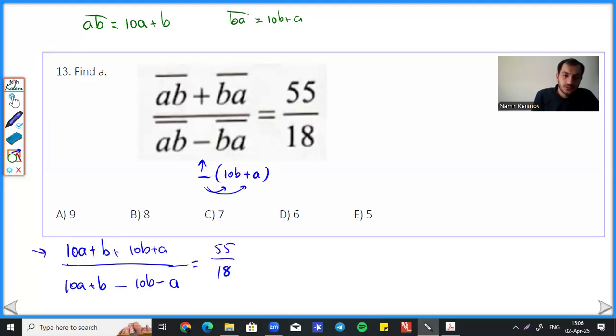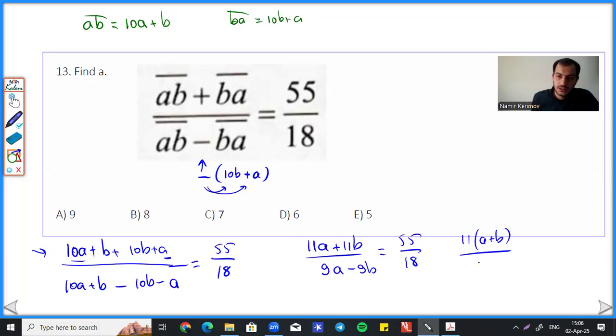And on the numerator, we know 10 and 1. It's 11A and 11B over 9A minus 9B equals 55 over 18. And 11 is the common factor on the numerator, and in the denominator 9 is the common factor. It's better to simplify, because now after simplifying, we can divide both sides by 11, that will be 5, and divide by 9, denominators, that will be just 2. So we got that A plus B over A minus B is 5 over 2.